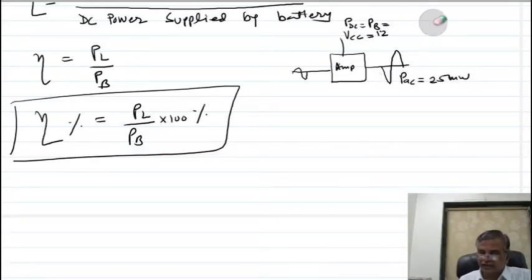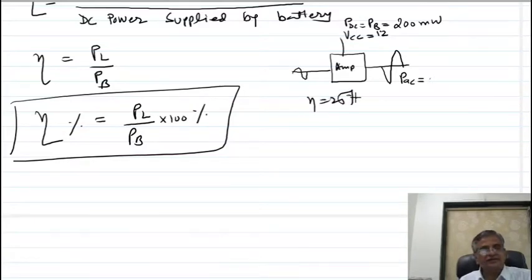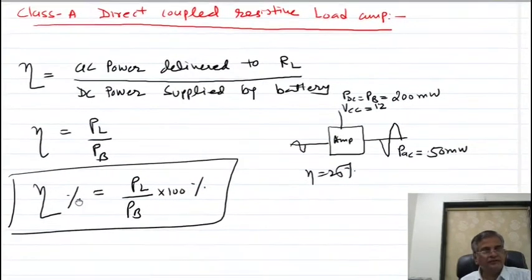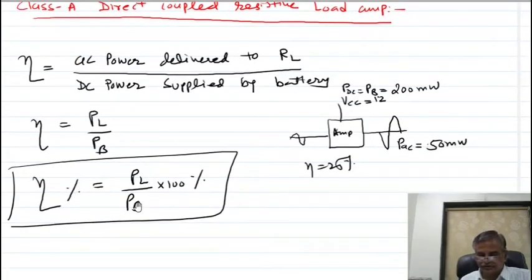Suppose someone say, sir, I have given here 200 milliwatt. If my efficiency is 25%, then what will be my AC output power? 50 milliwatt. So efficiency says how much this circuit is efficient to convert DC into AC power. So I think you must be knowing the meaning of the efficiency. So how much circuit is capable to convert DC power into AC power.